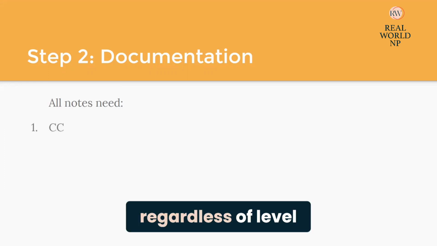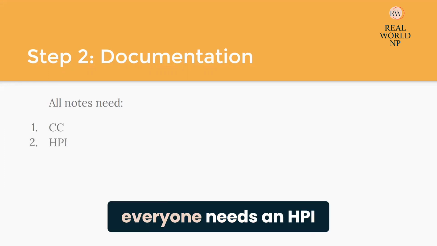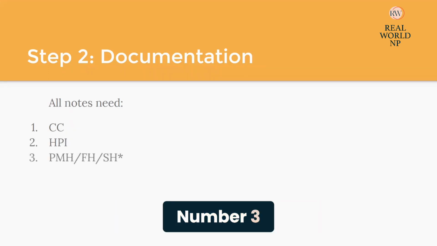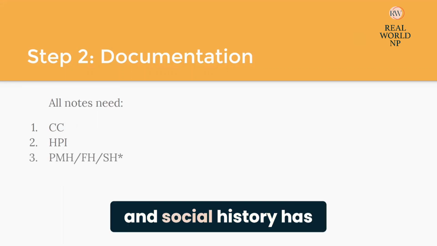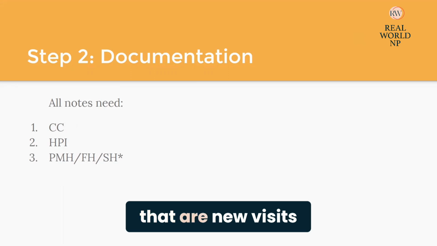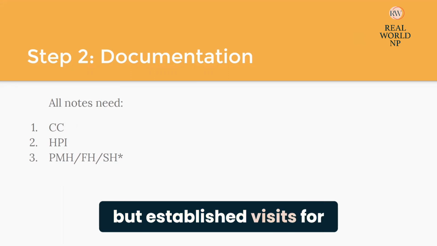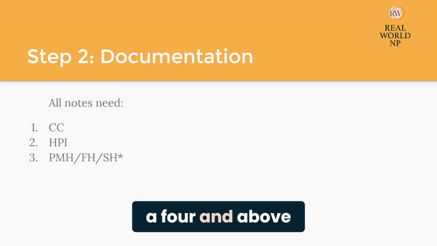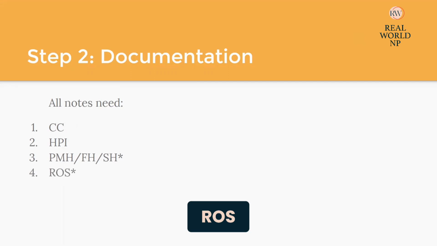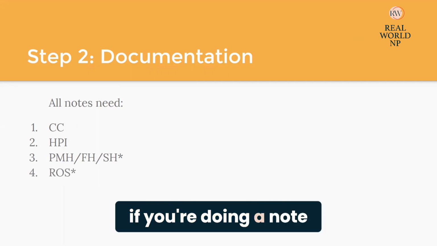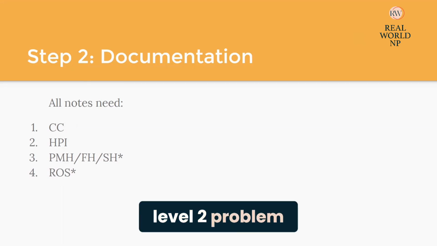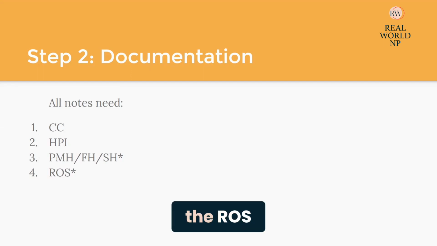Everyone needs a chief complaint, regardless of level. Number 2, everyone needs an HPI. However, the difference is how much you document. Number 3, past medical history or surgical history, family history, and social history has a star next to it because new visits are a little bit different, but established visits for a 4 and above are the only ones that actually require that to qualify. ROS, I have that everybody should have that. I mean, typically if you're doing a note, you're going to include some kind of ROS, right? But technically, if you have a level 2 problem, you actually don't need to document anything under the ROS.